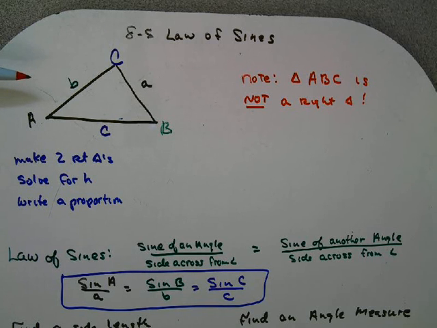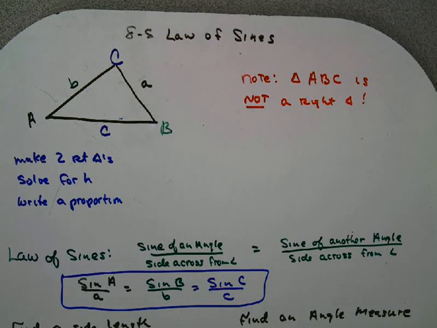Up till now, we've only found angle measures and side lengths using SOHCAHTOA, and we've needed right angles. Right triangles are all similar if they have equal angle measures. But let's start with this triangle.